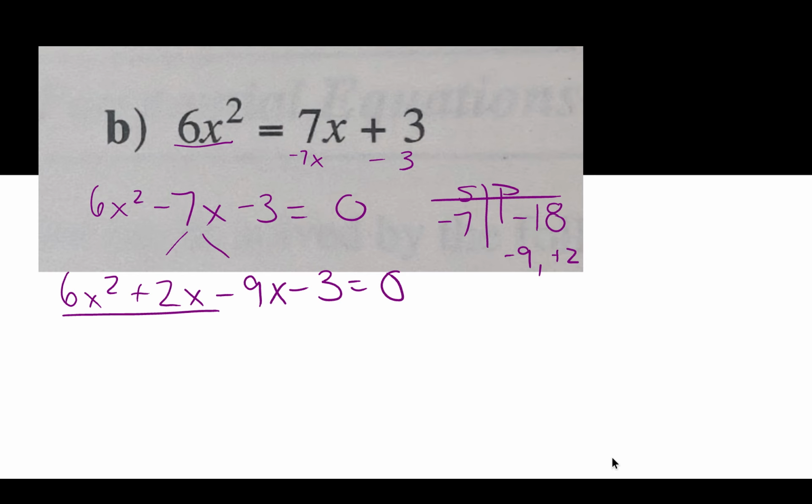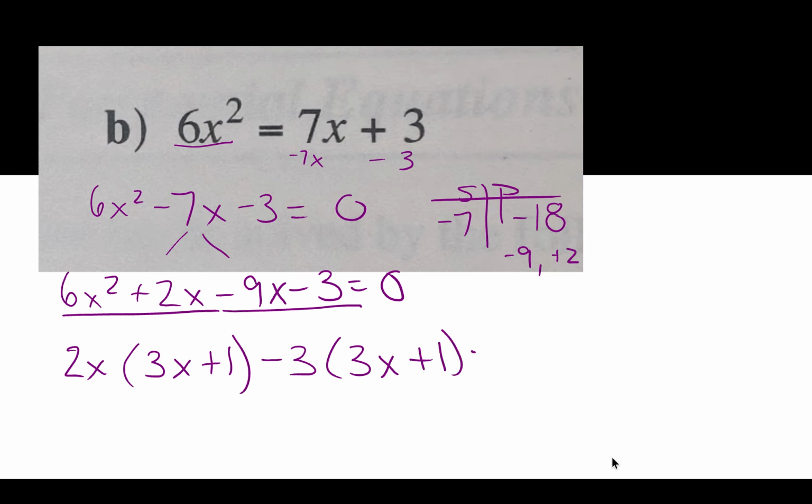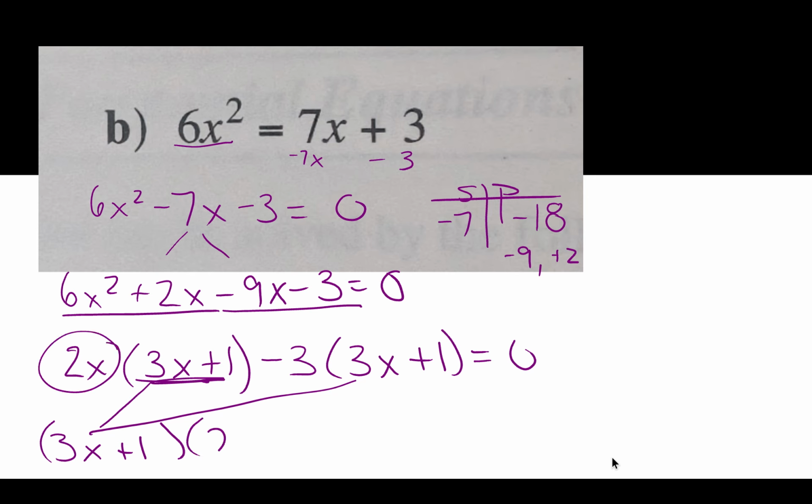Sometimes it's helpful just to arrange in a way that you can pull out numbers. So if I do that, I can take a 2x out of my first two terms, and I'm left with 3x plus 1. And then out of my last two terms, I could take out a negative 3, and I'm left with 3x plus 1, set it all equal to 0. Now I can take out my common binomial, which was 3x plus 1. And when I take this out, I'm left with 2x minus 3.